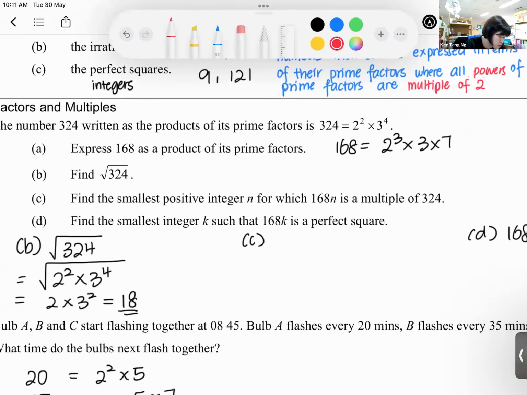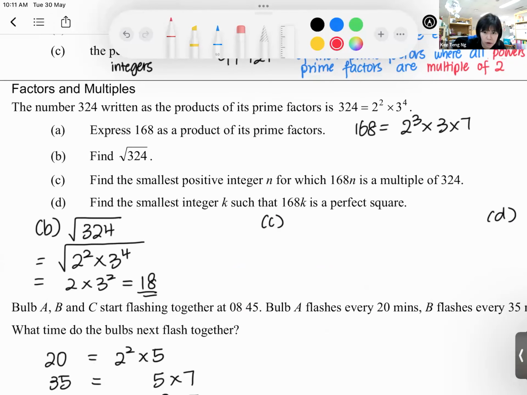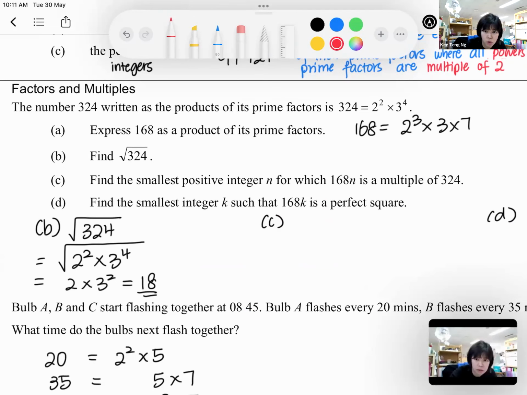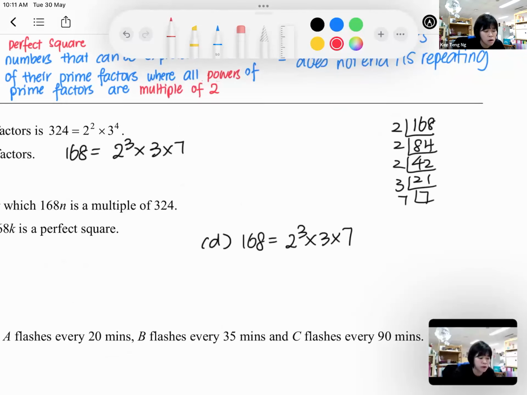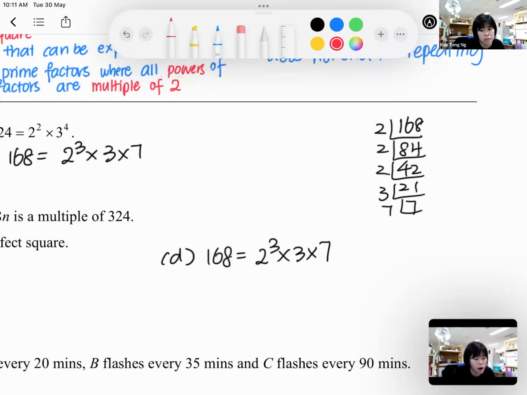Okay, this number over here is written as a product of its prime factors. So you have 2, 3, 4. Okay, 2 squared and 3 to the power 4. So how do you express 168 as a product of its prime factors? You do this thing called prime factorization.